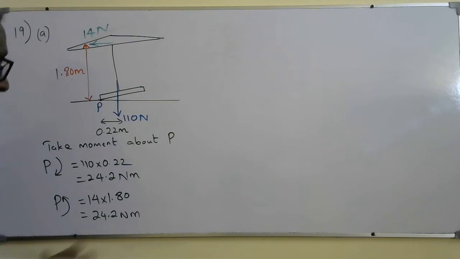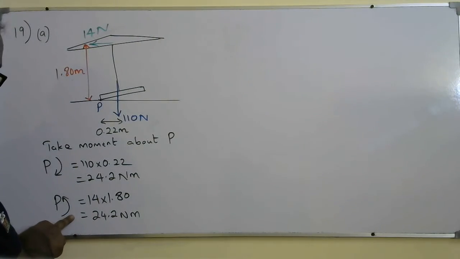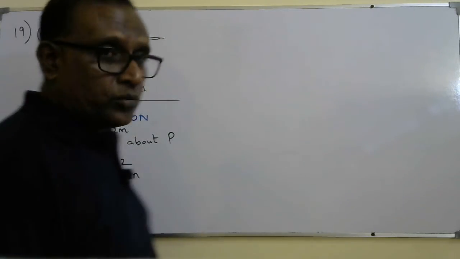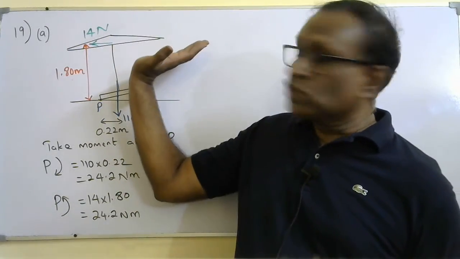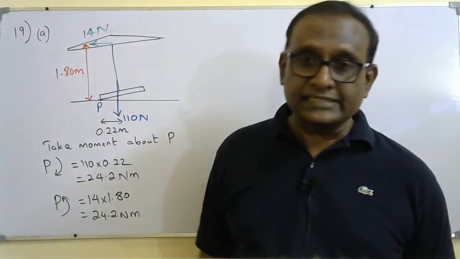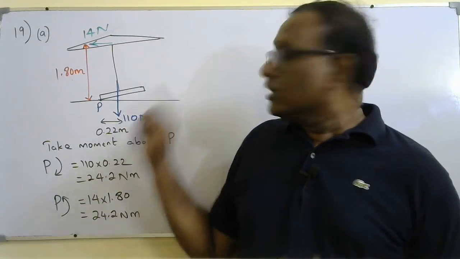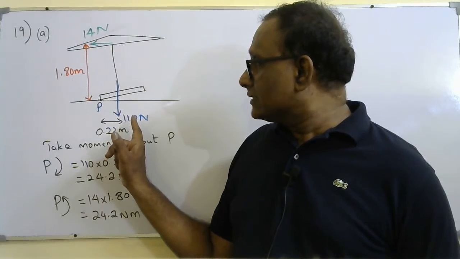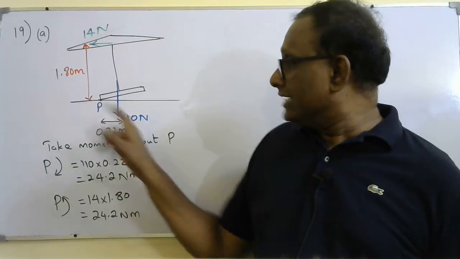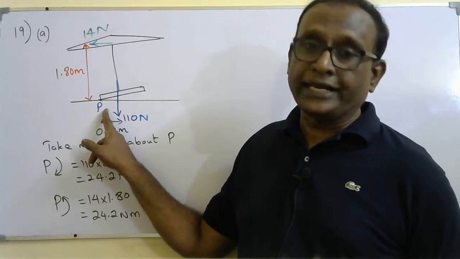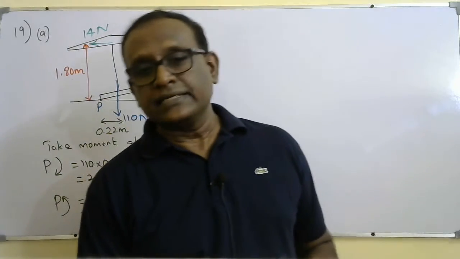So the final answer we should give: since the anti-clockwise moment is greater than the clockwise moment, the whole system will lift or topple in the anti-clockwise direction, and the distance to the weight will decrease. When the distance to the weight decreases, the condition for stability is lost when the weight passes point P. Finally, it will topple in the anti-clockwise direction.